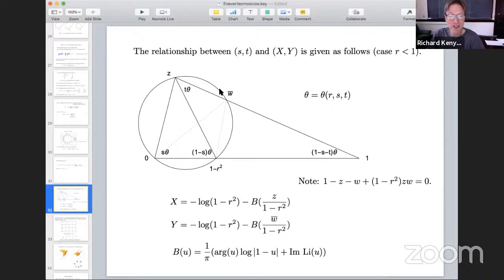Theta here is a function, also a function, but the problem is you can't do that for every S and T in the triangle, right? As Z varies over the upper half plane, S and T will miss that last region, the little banana shaped region near the diagonal of the triangle. As Z tends down to the line between zero and 1 minus R squared, that's where you just don't get everything.